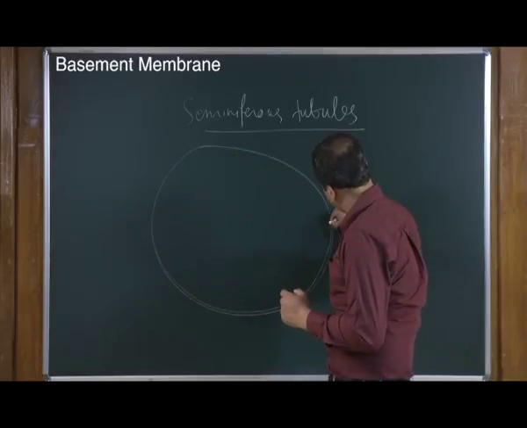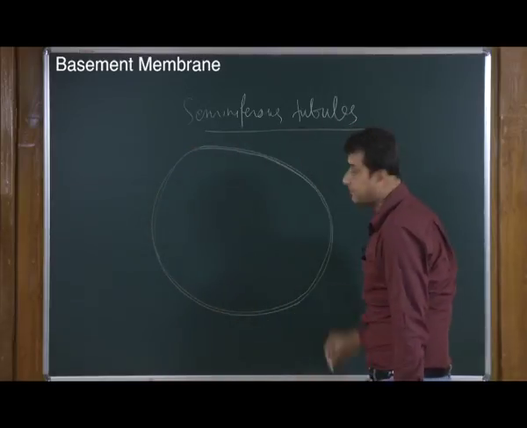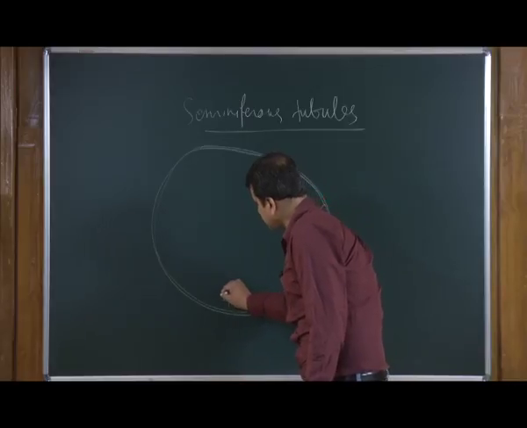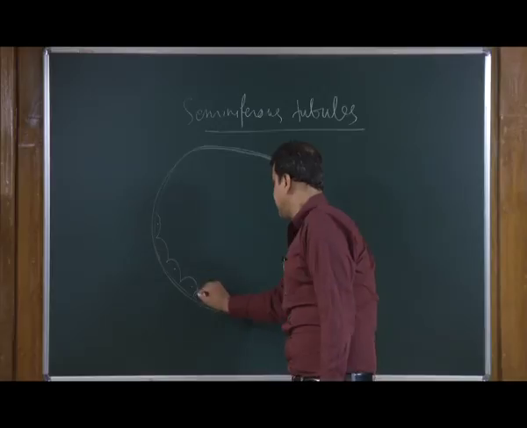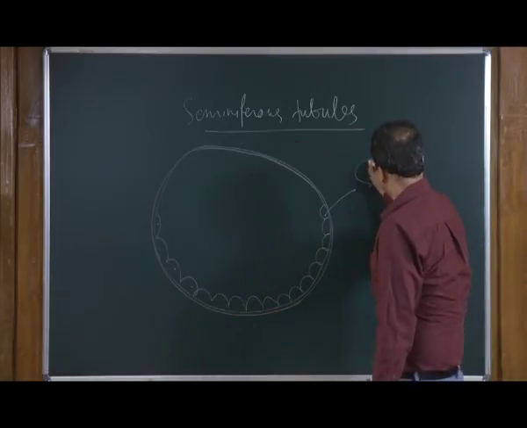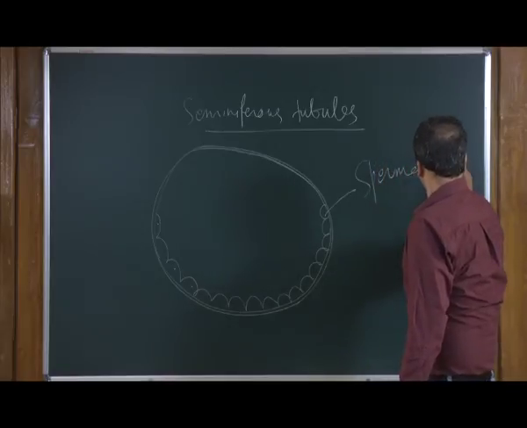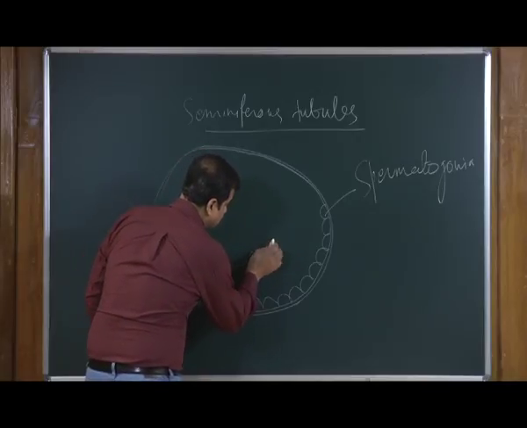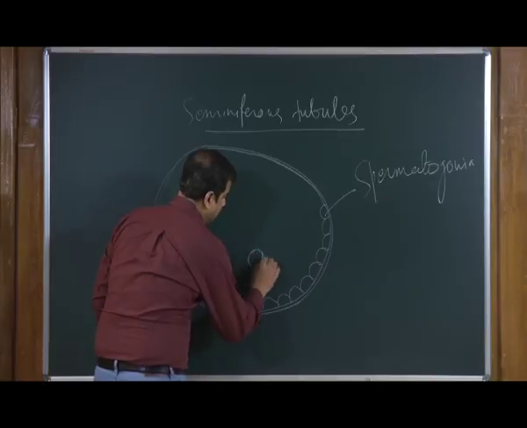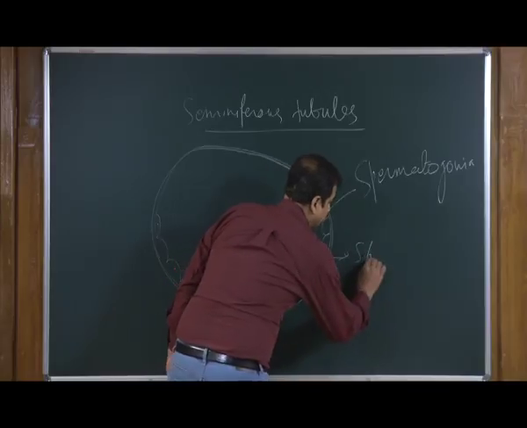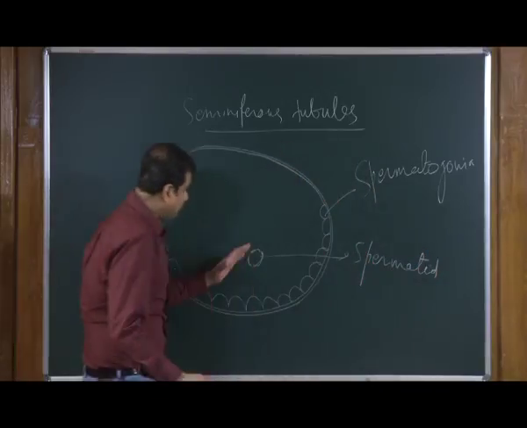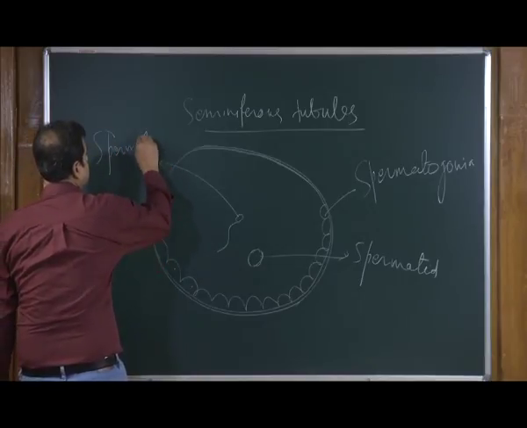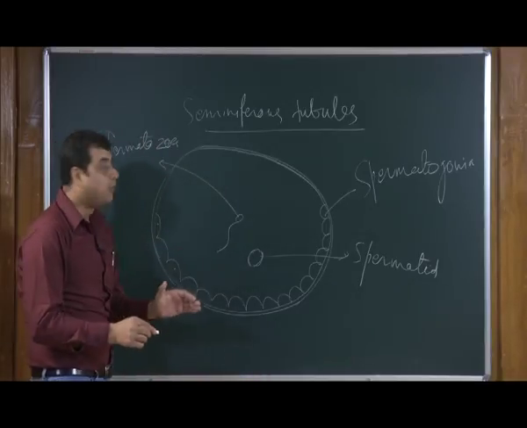They have a basement membrane, we simply call it basement membrane, and from the basement membrane we have different cells lining it. These cells have a nucleus, and they are called spermatogonia. A spermatogonial cell is dividing, and after division it is giving rise to spermatids. This spermatid after maturation is forming the spermatozoa. They are called zoa because they have a flagella that can help in movement.